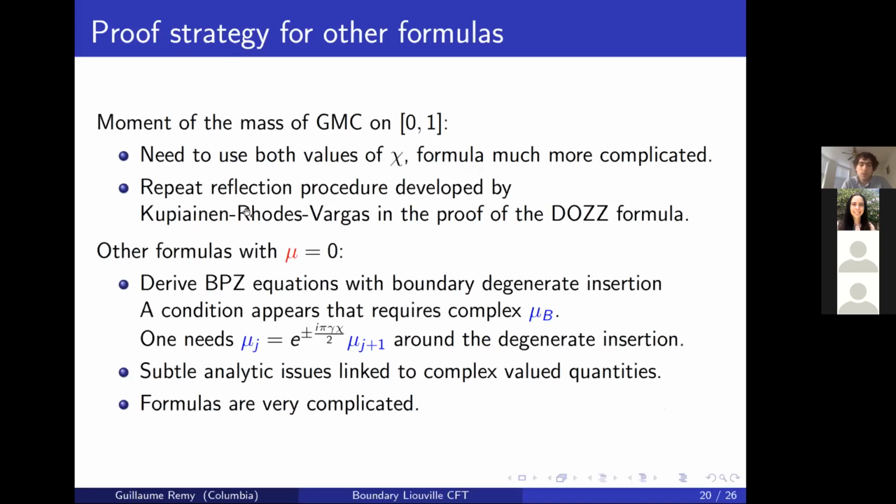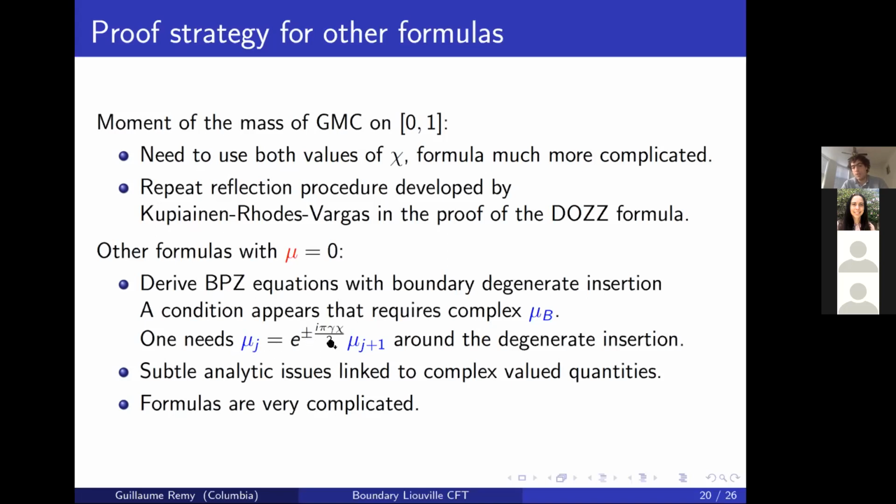You need to use something called the reflection procedure that was developed by Kupiainen, Rhodes and Vargas for their proof of the DOZZ formula. And another thing that appears when you do the more general cases on the boundary is that you're also forced to take complex values for these blue constants, the boundary constants.